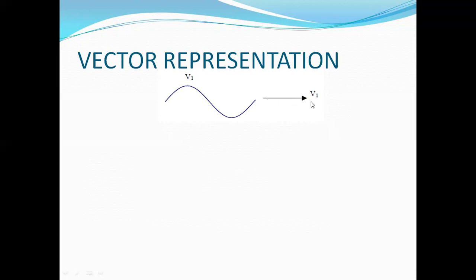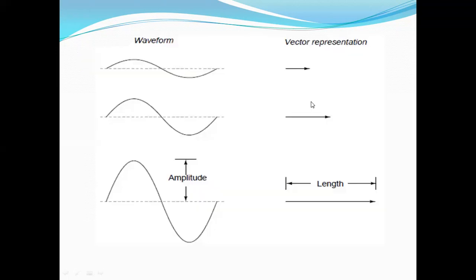So that's why this sinusoidal waveform can be represented in the form of this vector having its magnitude and its direction. Here three different waveforms are shown. All have 0 phase difference, phase angle. Now the magnitude of these three waveforms is different. The magnitude of the first waveform is less than that of the second waveform. The magnitude of the second waveform is again less than that of the third waveform, and the corresponding vector representation is shown here.